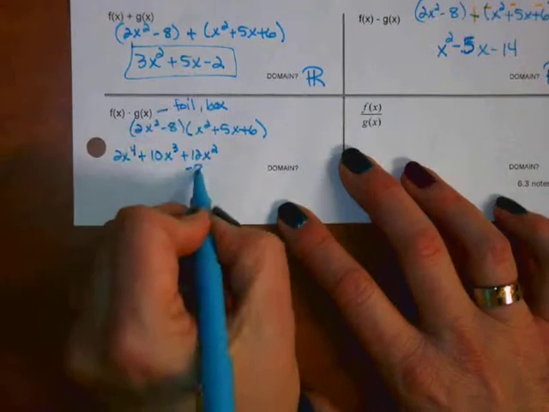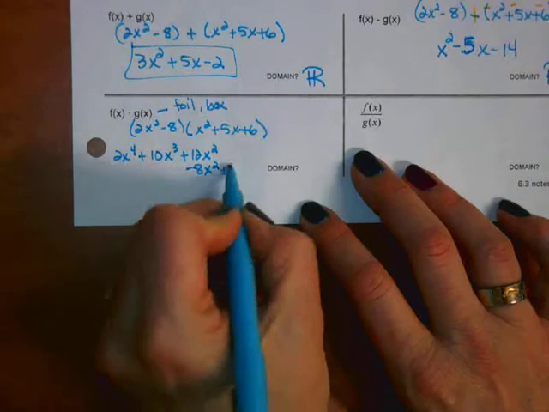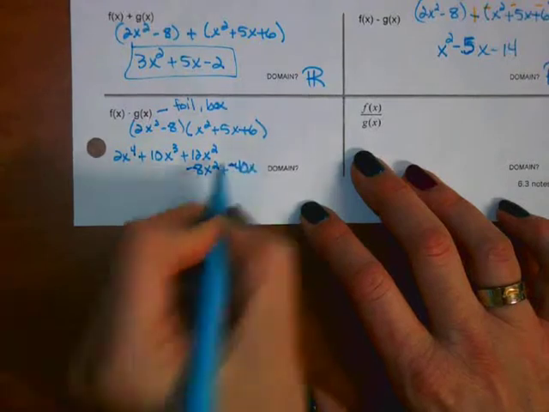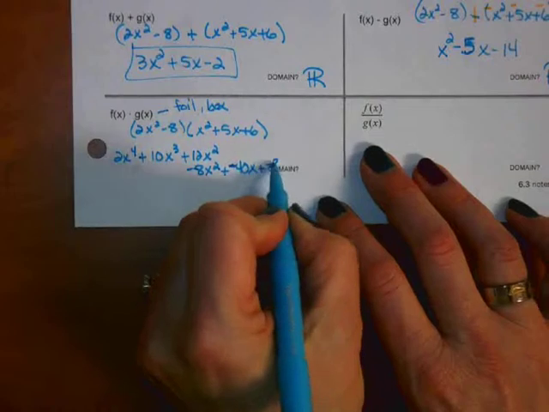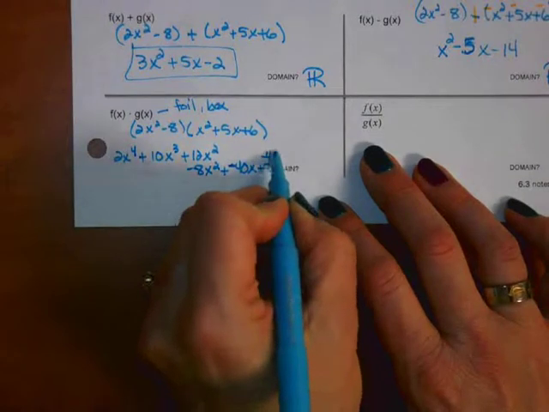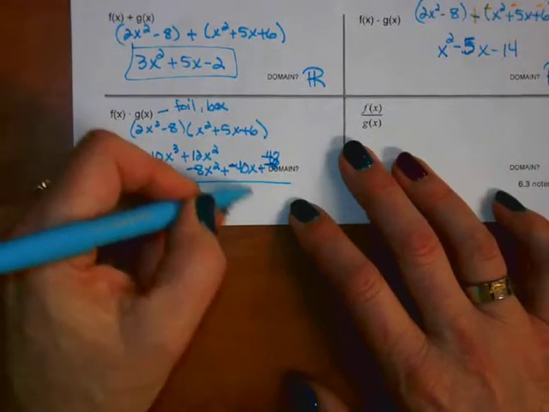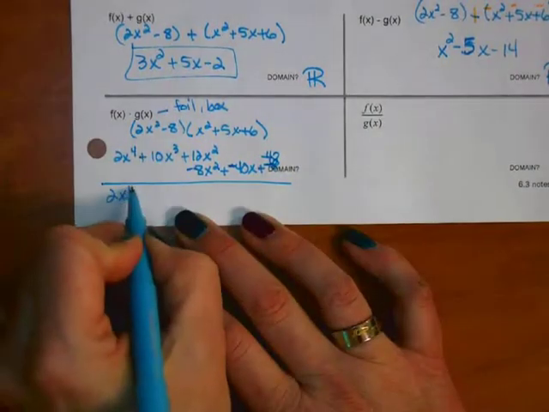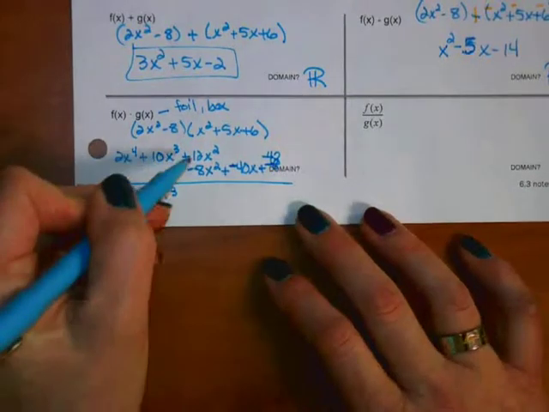So I'm going to line them up though. Look how pretty this is. Negative 8x squared plus negative 40x plus negative 48. And then all you do is just add down. So it's really long. It's 2x to the 4th plus 10x cubed. I'm going to combine these two like terms.